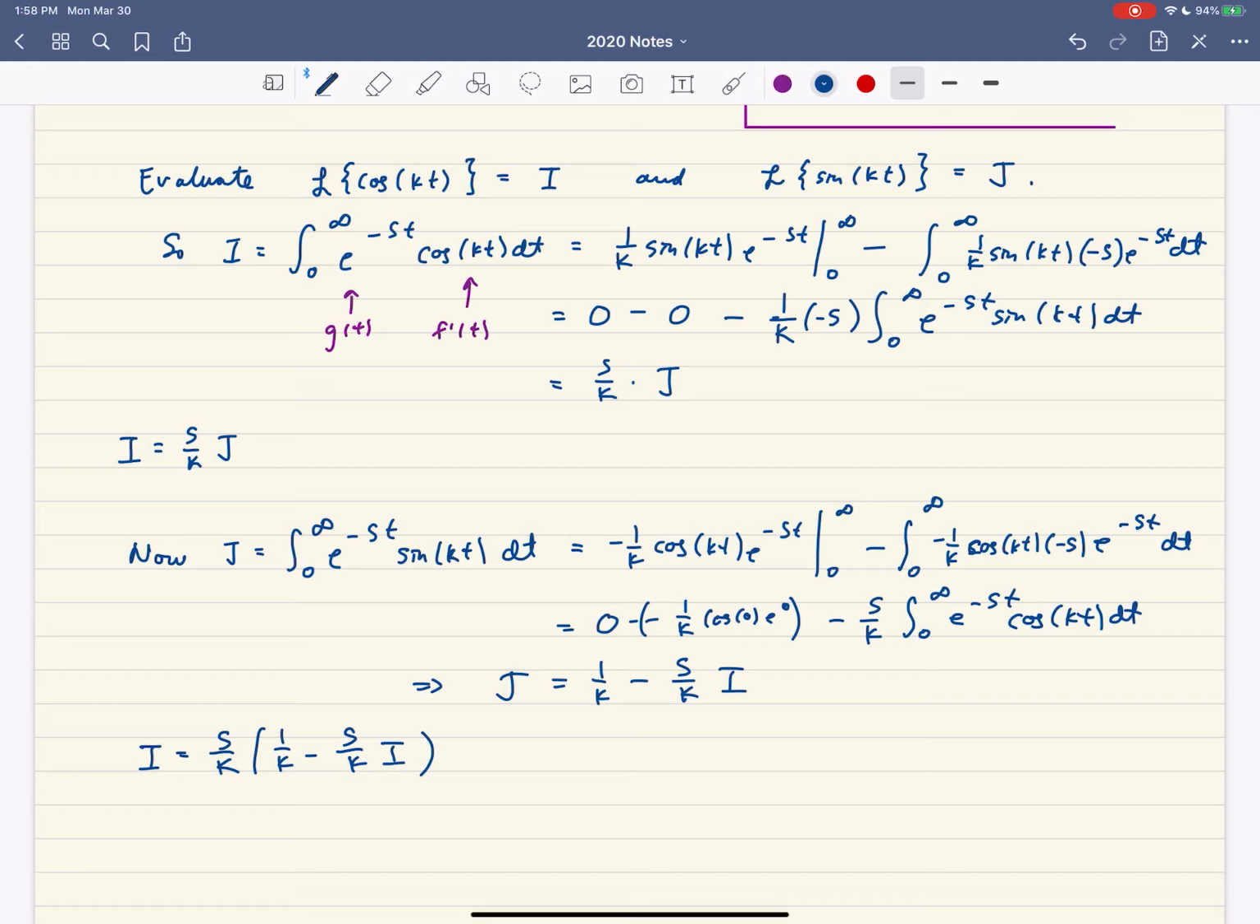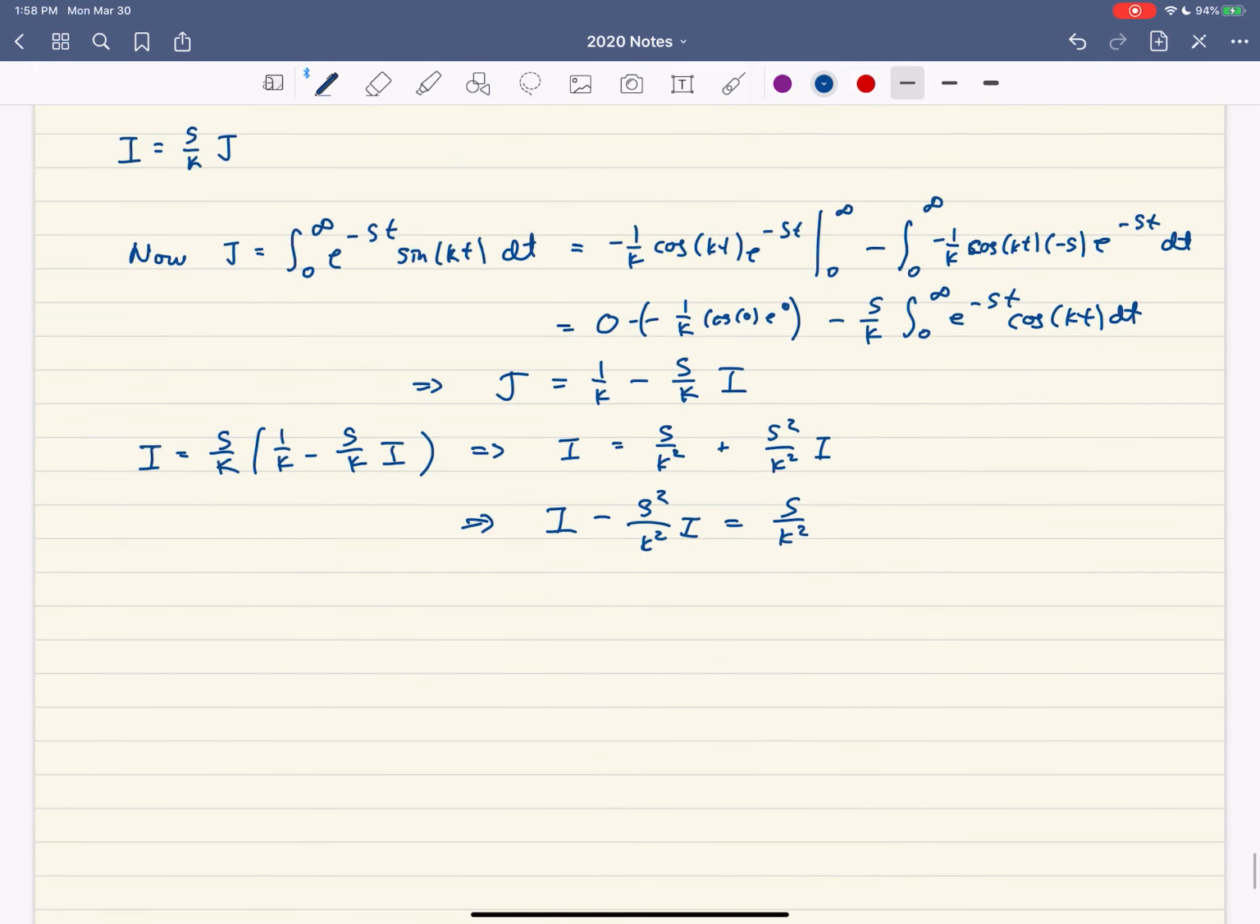And what we can do now is solve for I. This is a perfectly straightforward algebra exercise. We're going to end up with I is s over k squared plus s squared over k squared times I. Let's, what's going to be the easiest here? Let's subtract s squared over k squared I from both sides. So that means that we're going to have I minus s squared over k squared I. That's going to be equal to s over k squared.